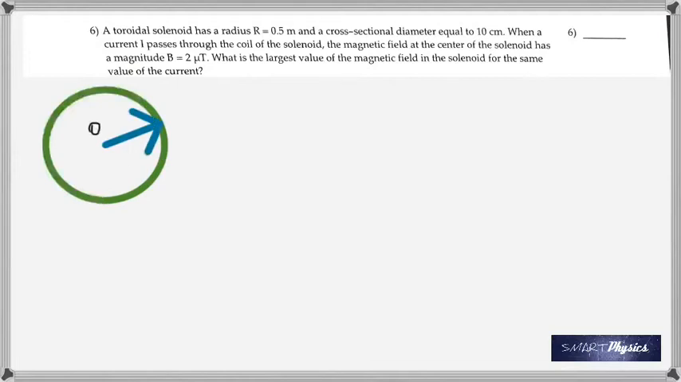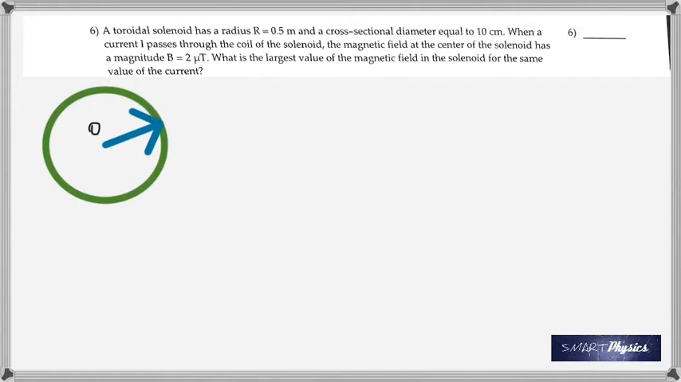Now in 6, you have a toroidal solenoid, and the radius is given, 0.5 meter, and a cross-sectional diameter equal to 10 centimeters. When a current I passes through the coil of the solenoid, the magnetic field at the center. So what do you mean by center? It's not here, okay? The center of the solenoid is right here, exactly the center of this.